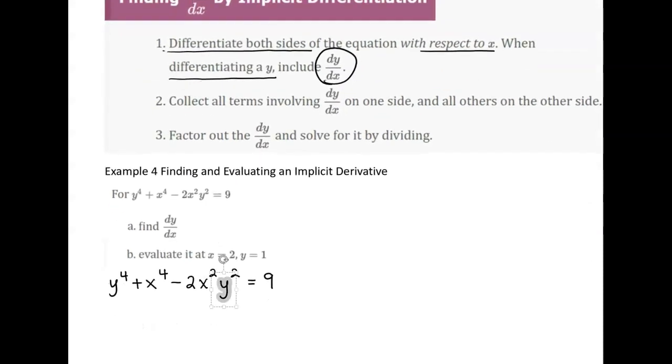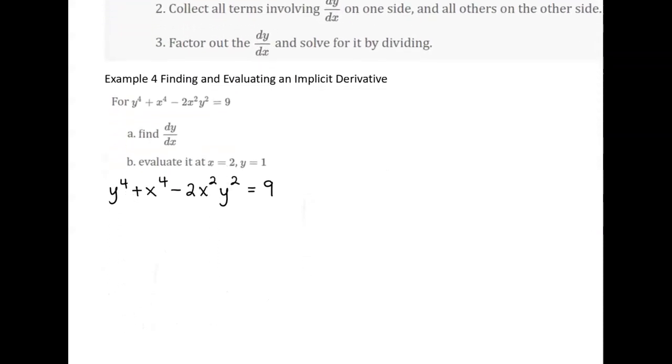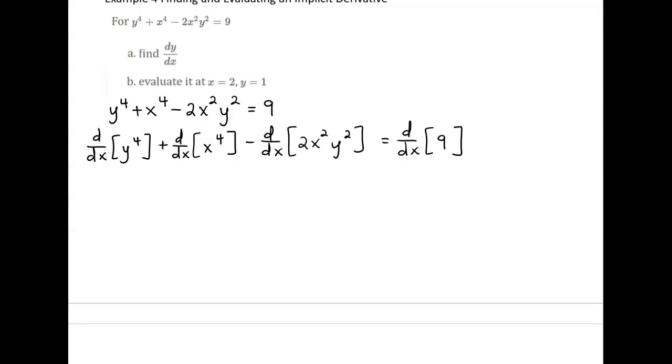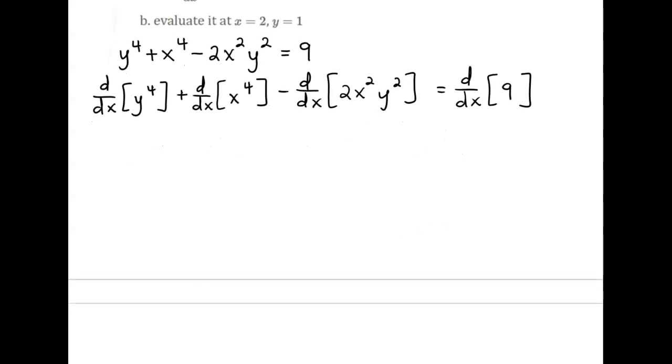So let's start off by differentiating both sides of the equation. So I'm just going to come in and write a d/dx in front of every term of the equation because we are taking the derivative of both sides of the equation with respect to x. So that's why we have that d/dx in front of these. So now let's go in and start differentiating. Starting with the first term, the derivative of y to the fourth, we'll bring the exponent of 4 down in front. The new exponent on y is 3. We had a y, so chain rule tells us that we need to put a dy/dx there.